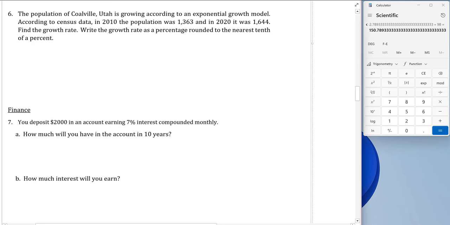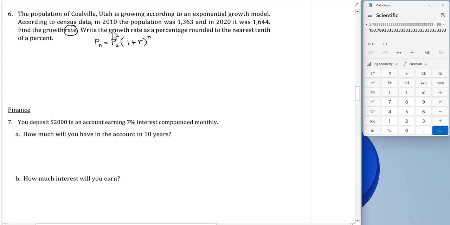The population of Colville, Utah is growing according to an exponential growth model. According to the census data in 2010, the population was 1,363, and in 2020 it was 1,644. Find the growth rate. Okay, so this one, I'm asking for a rate, so I'm thinking exponential. I am jumping in time, so I'm thinking explicit. So I'm going to go find that formula, which is P sub n equals P sub 0 times by 1 plus R to the n.